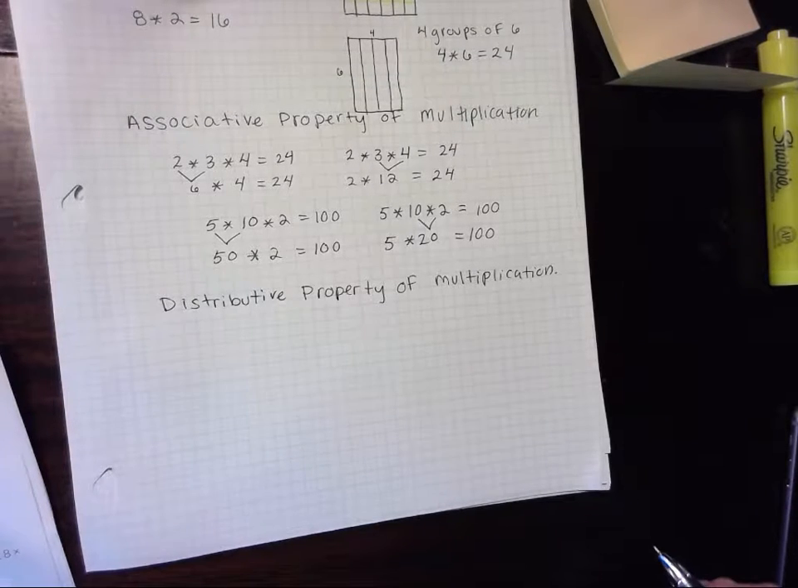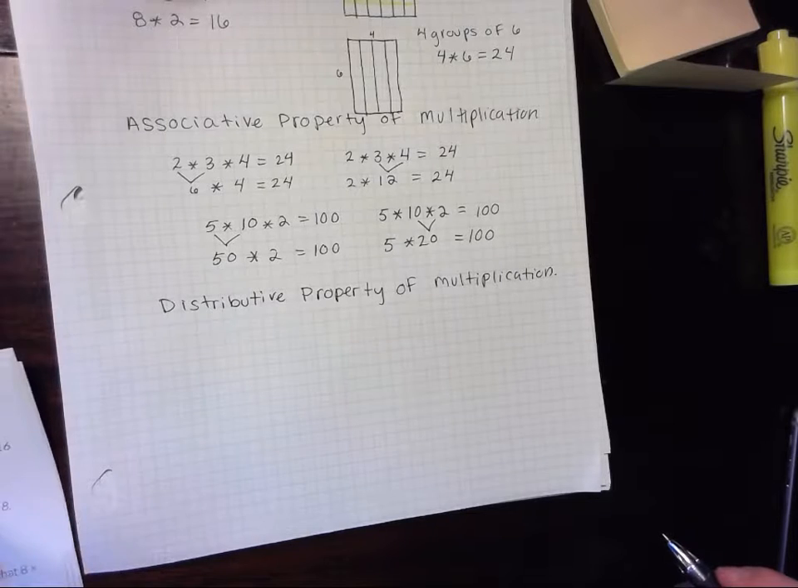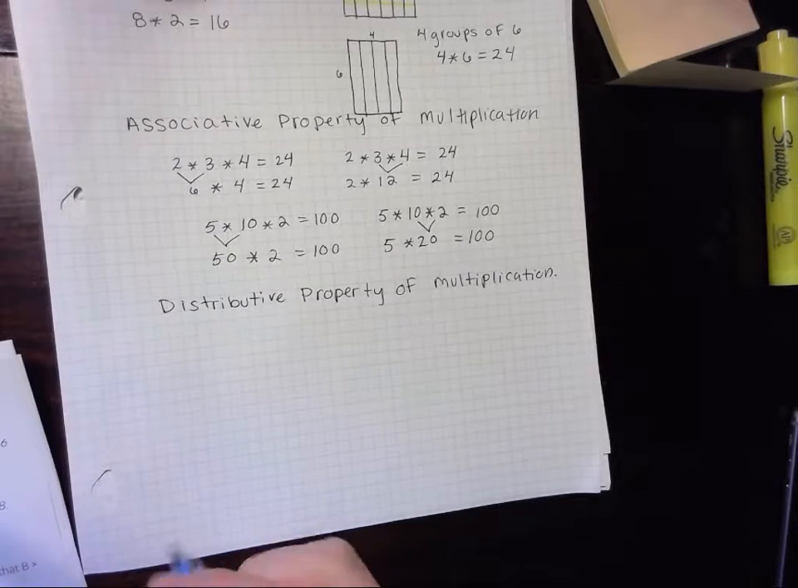Finally, the last one I want to look at is the distributive property. So let's do 8 times 7.